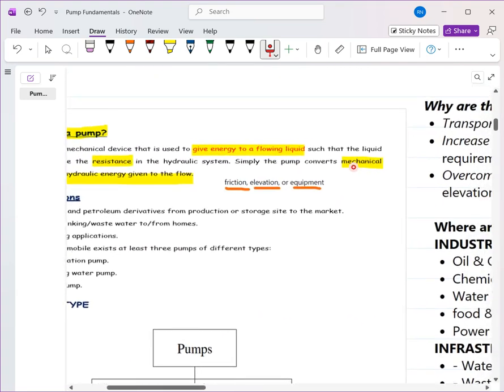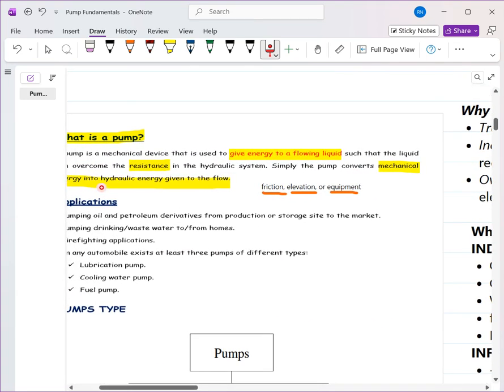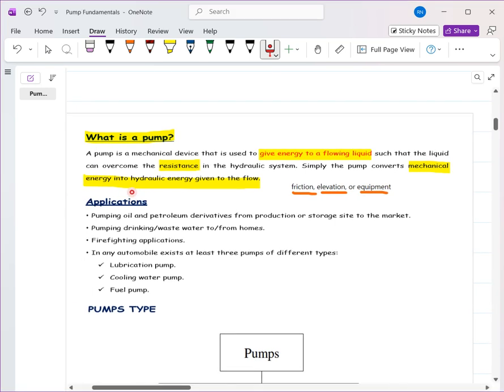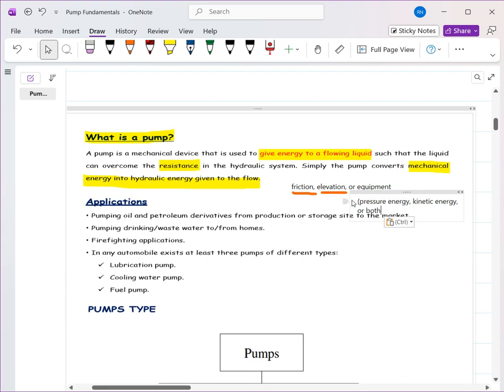Before that, what is hydraulic energy? Hydraulic energy could be the pressure energy or the kinetic energy in this case. So it could be the pressure energy or the kinetic energy, right?